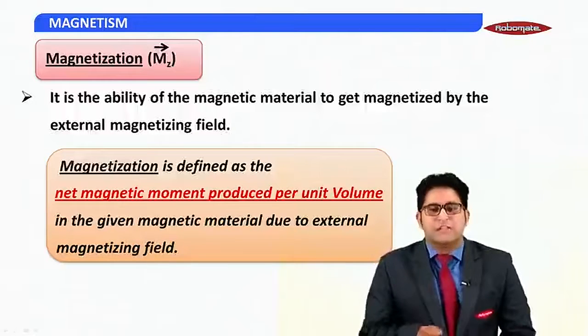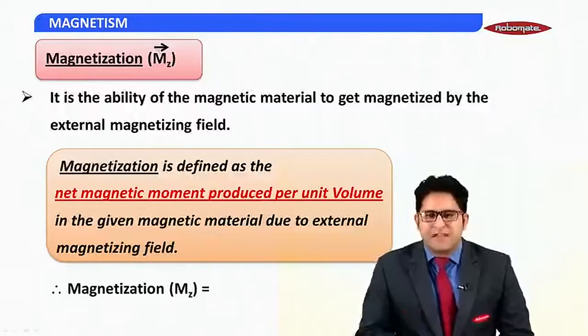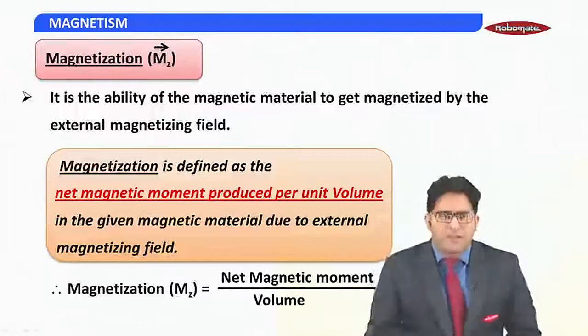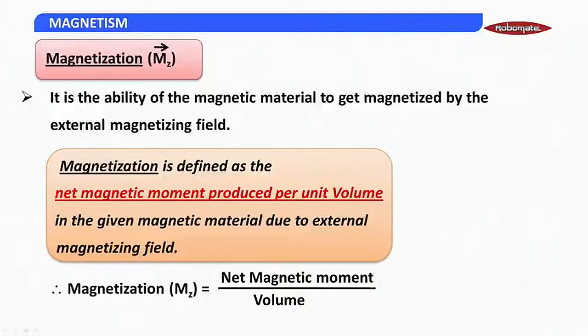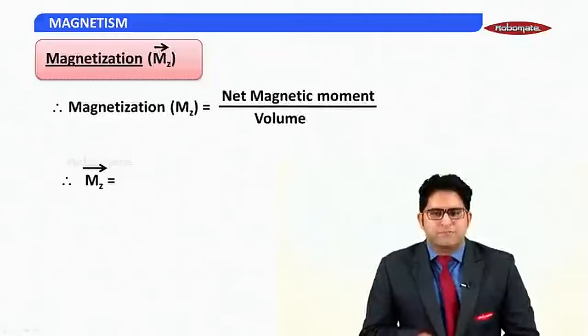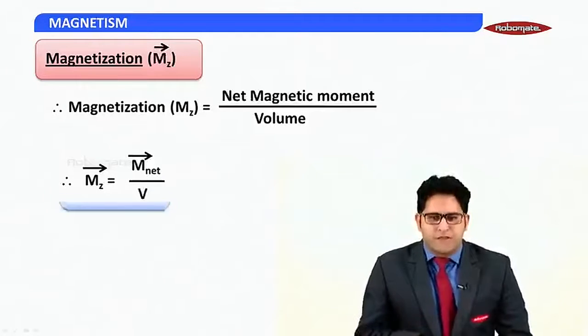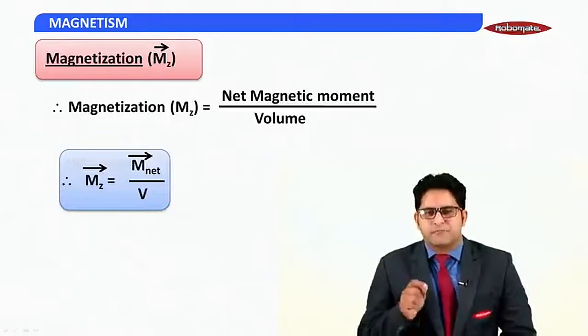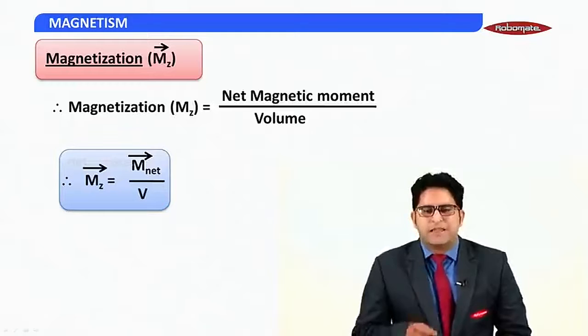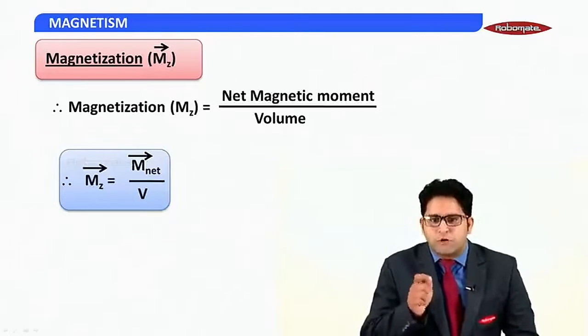Now let us write this particular term mathematically. So I can write magnetization MZ is equal to net magnetic moment upon volume, right? Now let us move further. So I can write vector MZ is equal to vector M net upon V, right? Where MZ is the magnetization, M net is the net magnetic moment, and V represents the volume of the sample.